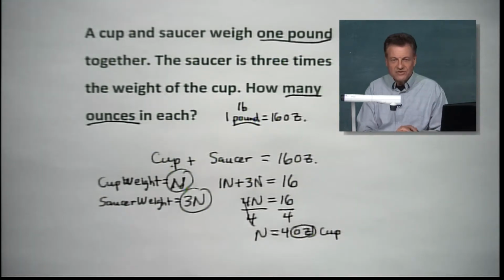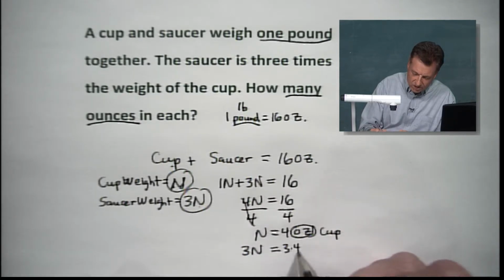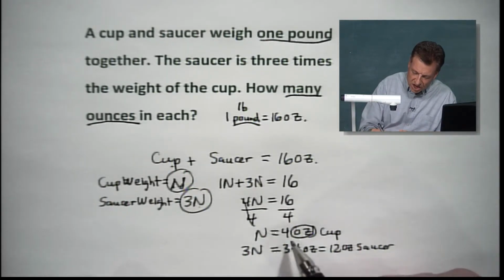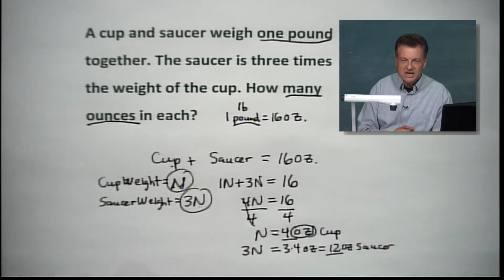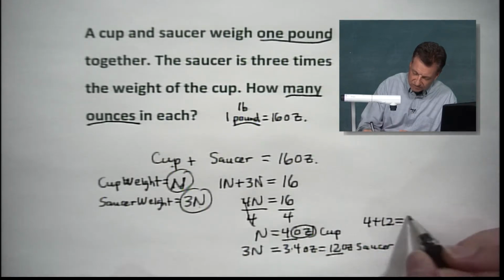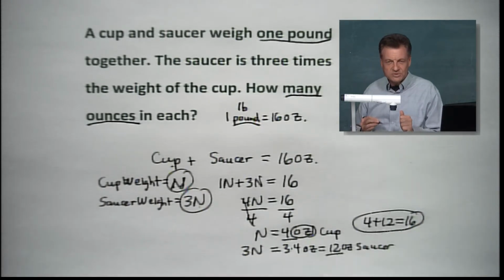Now we want to know about the saucer. The saucer was 3 times that N. Well, that'd be 3 times 4. And that's going to give us 12 ounces. Remember, that's the saucer. Does 4 and 12 add up to 16? It certainly does. That's our next part that we want to make sure works. Get numbers, but they've got to make sense. They've got to be reasonable in terms of the problem.